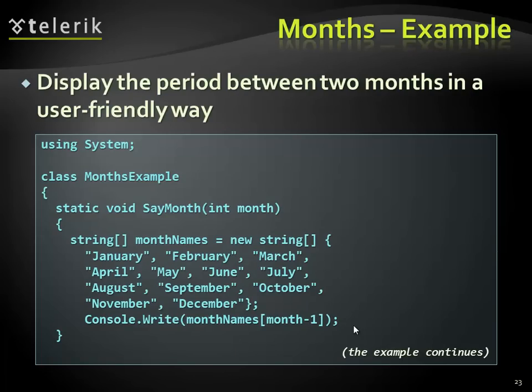Here's another example. We have a method that gets an integer, which has to be a month, and we have here an array of 12 strings. They are ordered by the month orders, and we're taking the integer and putting out the value out of the array. So actually we're converting the integer into a string. We're not really converting, we're just printing it out to the screen.